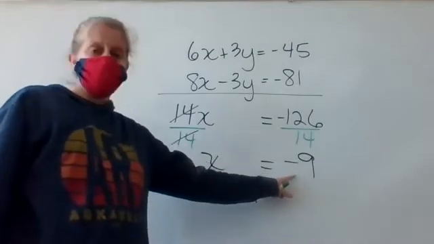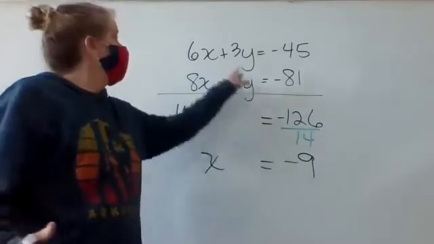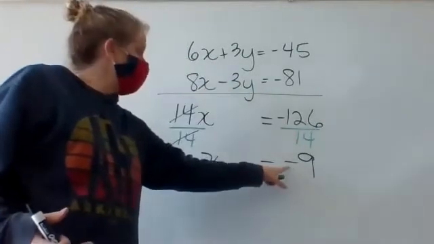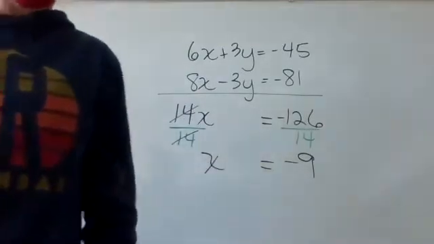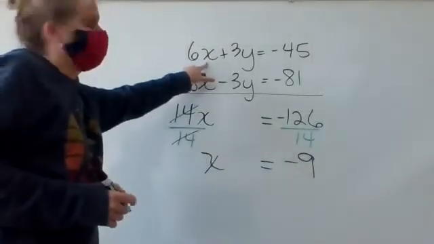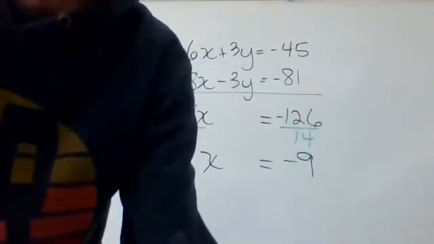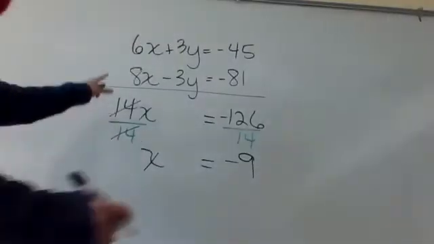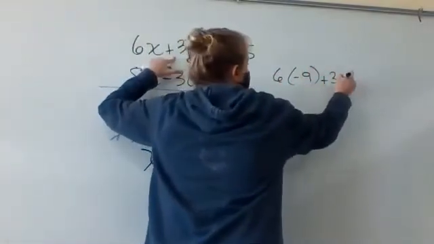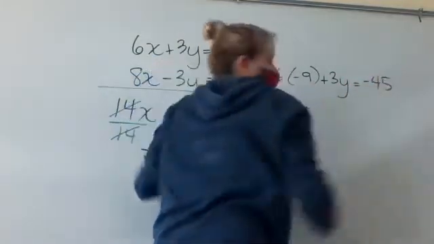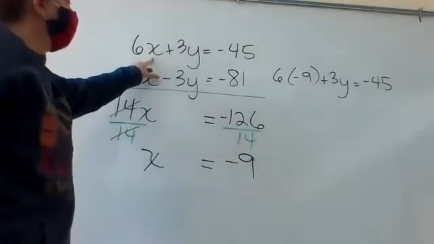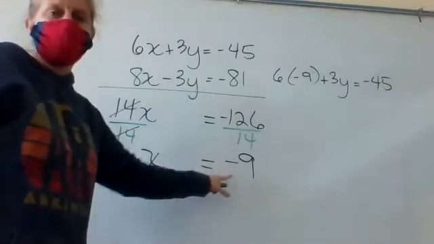And once you know what one of the letters is, you can go back to either one of the original equations and replace the x with the negative 9 that I now know x is. So if I go to this top one and replace the x with negative 9, I will have 6 times negative 9 plus 3y equals negative 45. All I did was go back to the original equation and replace the x with what I now know x is, negative 9.